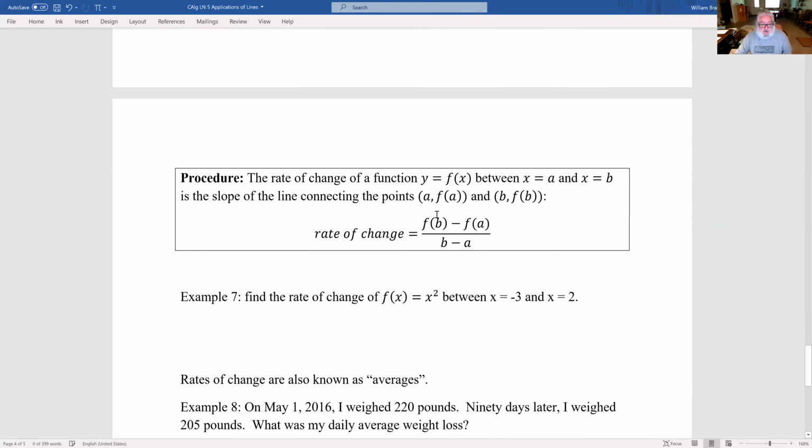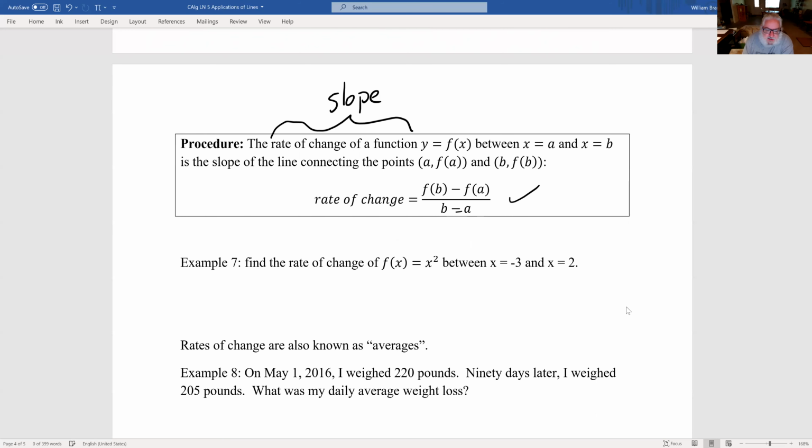So there's the formula, rate of change of a function. When it says rate of change, it means slope. Right? And you're just finding the slope, and that's change in y over change in x. So how do we find the rate of change of this function between these 2 x coordinates? Well, to find a slope, you need x coordinates and y coordinates. And they tell us what our x's are, minus 3 and 2. And they tell us what the function is, so we can calculate the y values.